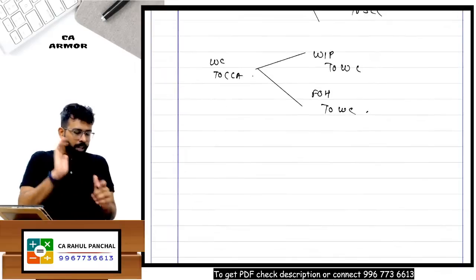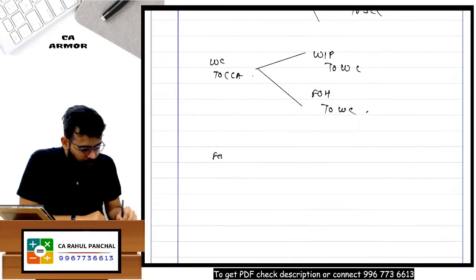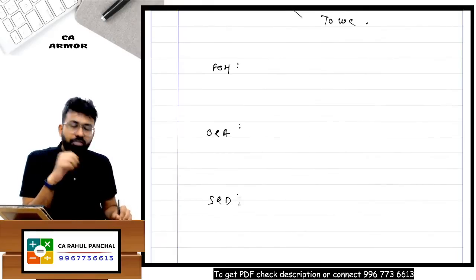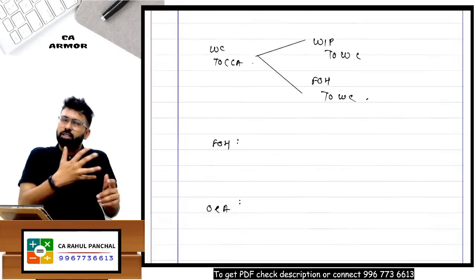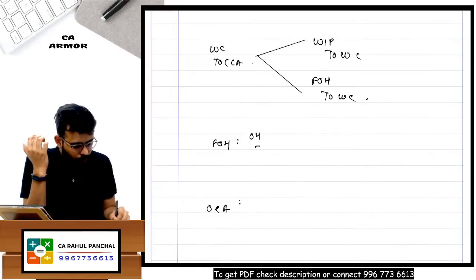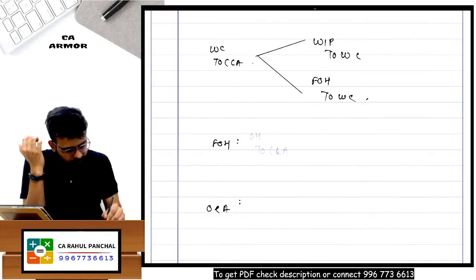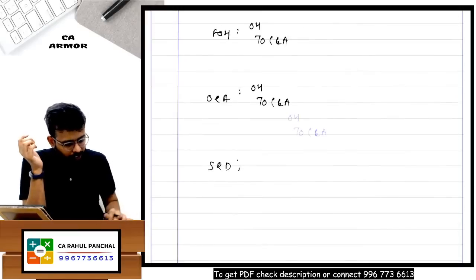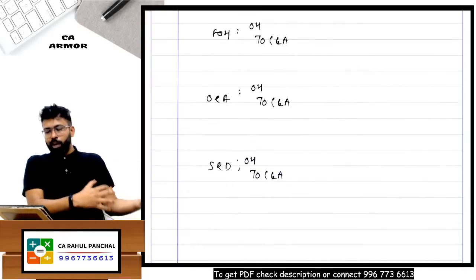Okay, now understand. If I talk about overhead, it can be factory overhead, office and administration overhead, or selling and distribution overhead. If you pay factory overhead, what entry will you pass? Overhead account debit to CLA account, simple. For every overhead you will pass this entry. And if you pay office and administration, same entry: office overhead account debit to CLA account. Selling and distribution overhead account debit, expense account debit to CLA account.